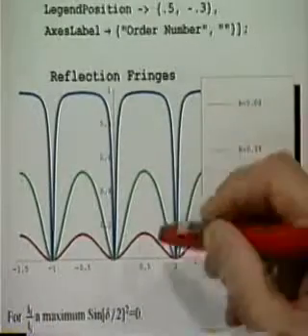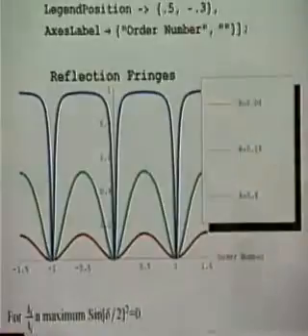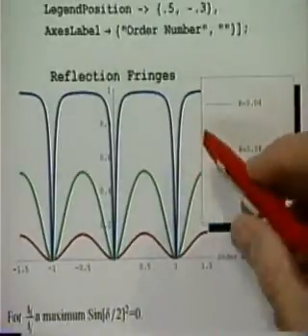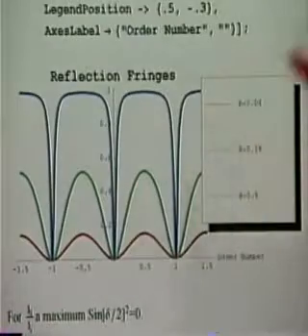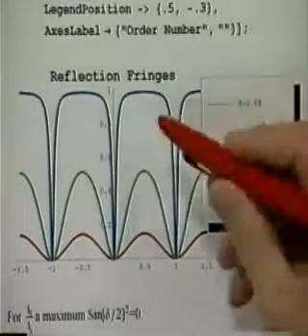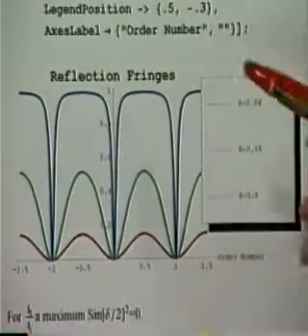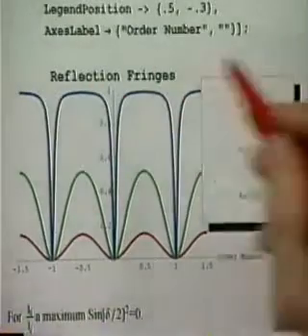So again, the minima are at the same location, independent of what the reflectivity is. And it's just as the reflectivity becomes higher, the curve becomes steeper. And the maximum intensity of the reflected light goes up as the reflectivity becomes larger.